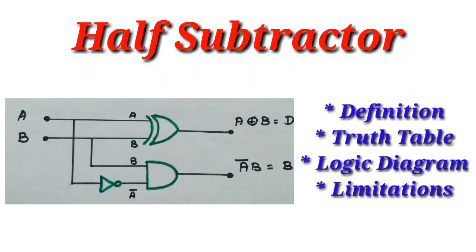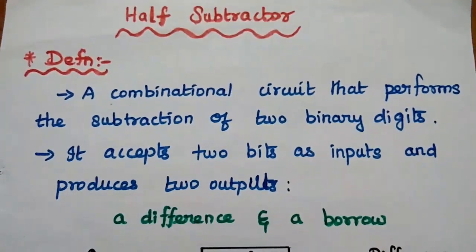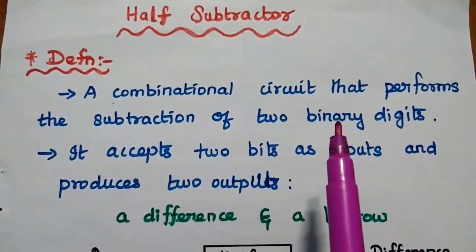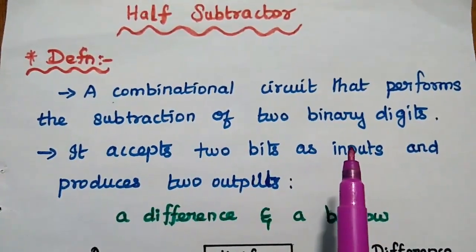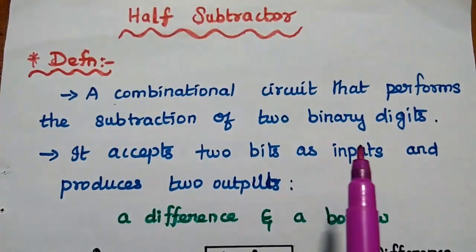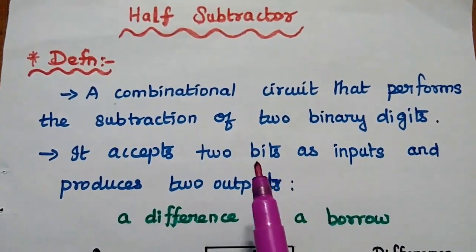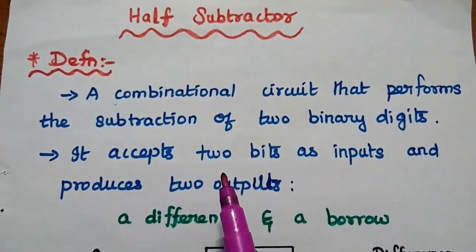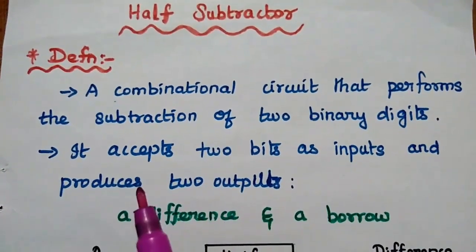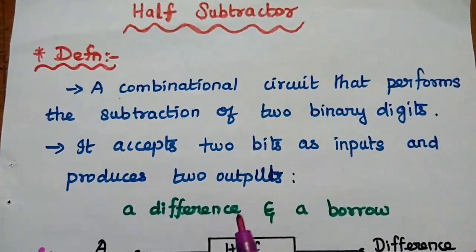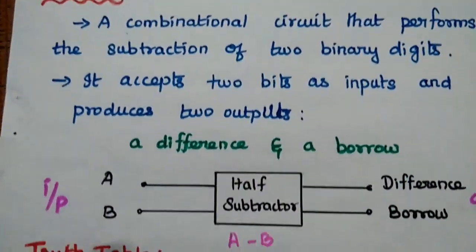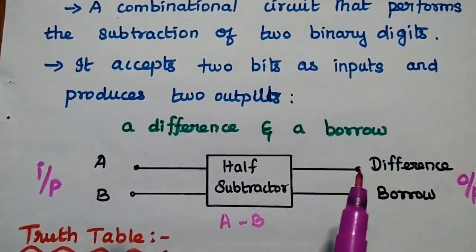Dear students, now we are going to discuss half subtractor and its logic diagram in detail. Let's start with the definition of half subtractor. It is a combinational circuit that performs the subtraction of two binary digits. Simply, it represents the subtraction of two bits. It accepts two bits as inputs and produces two outputs. The two outputs are a difference and a borrow.